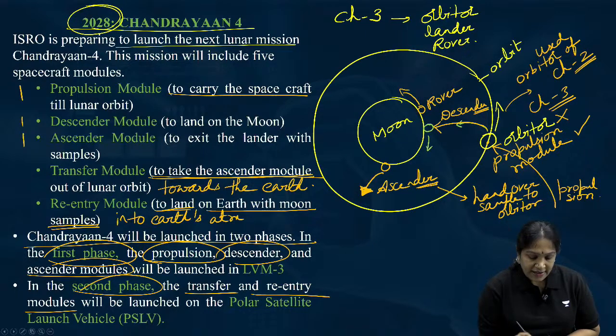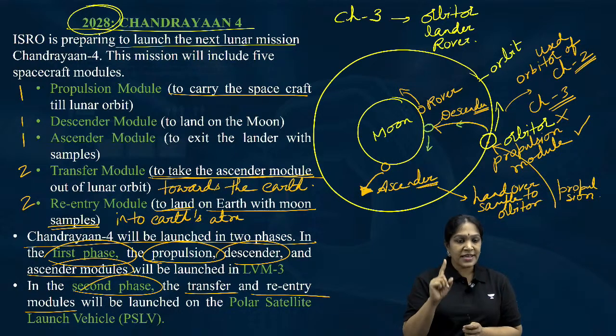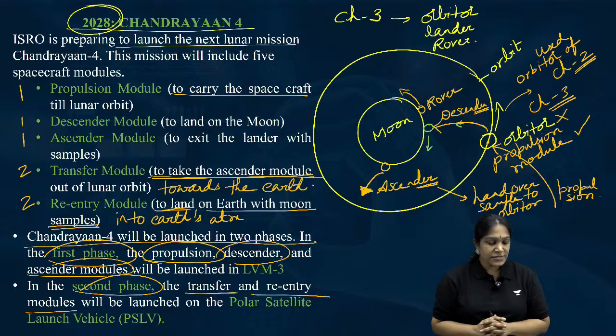Phase 1 will carry these 3 modules. Phase 2 will carry these 2 modules. Perfect, clear? Phase 1 will launch the propulsion module, descender module, and ascender module. And phase 2 will launch the transfer and re-entry module.